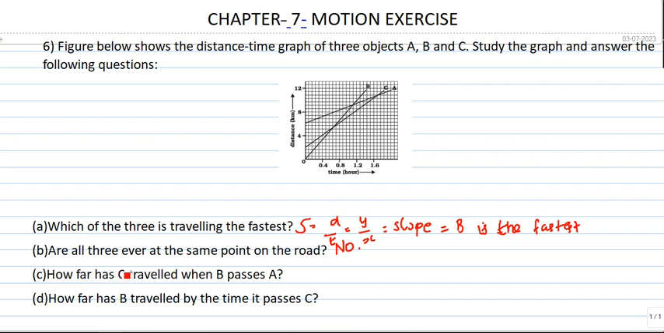The C question is, how far has C travelled when B passes A? First, we have to see where B is passing A. The line B is going here and the line A is here. So this is the point where B is meeting A. So from when B passes A, this is the point. What we have to find out is how far has C travelled. So for this again we have to know a few things from the graph. First thing is we have to find the distance. So we have to know the y-axis.